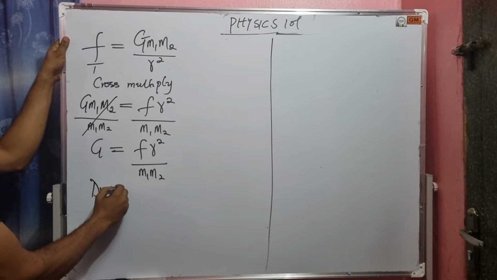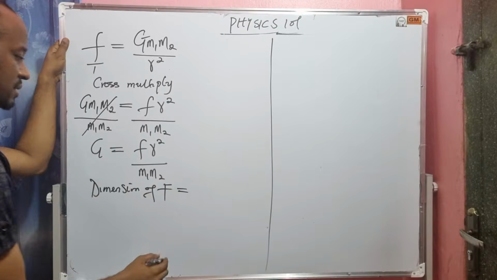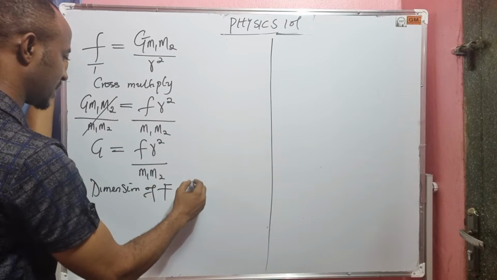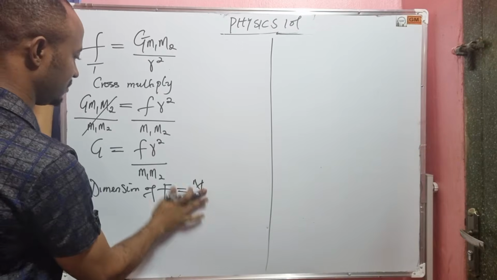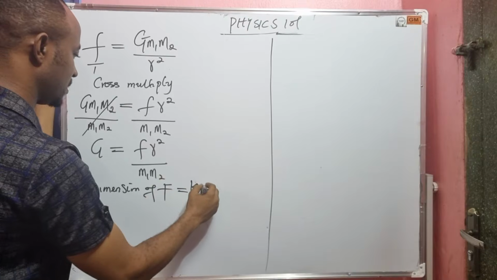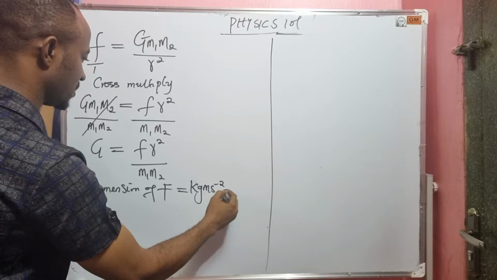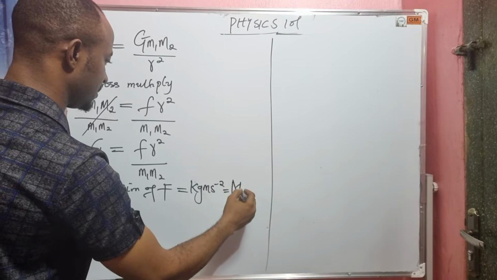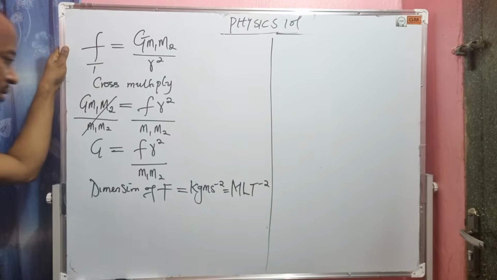Dimension of force is capital letter M. Remember, it's L. Okay, let me bring out the units. We have kilogram, right? Meter per second squared. So dimension becomes capital letter M, capital letter L, then T minus 2, right?